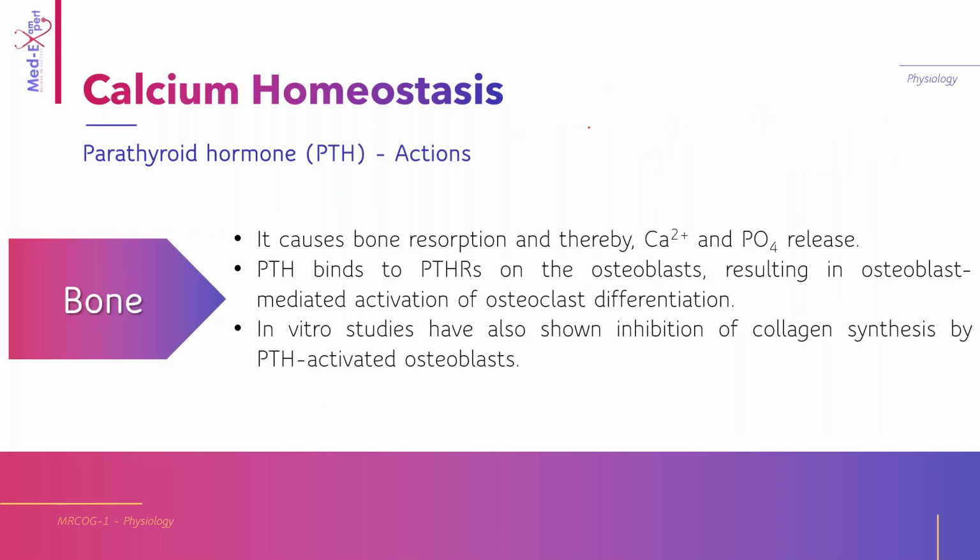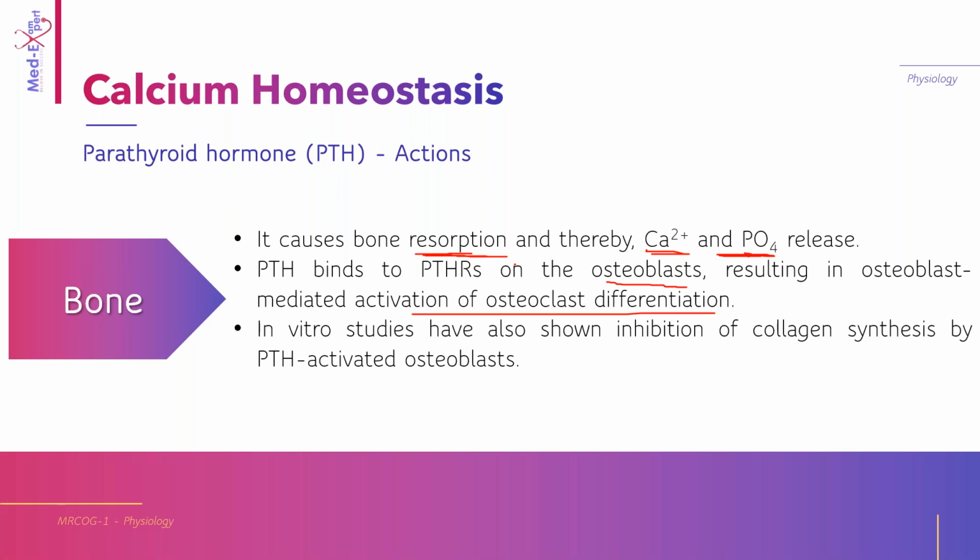What are the actions of parathyroid hormone? The first thing is that it stimulates bone resorption. So it will release the calcium and phosphate from bone. It will cause bone resorption and release of calcium and phosphate from bone. Also, it binds to parathyroid hormone receptors on the osteoblasts, resulting in what's called osteoblast-mediated activation of osteoclast differentiation.